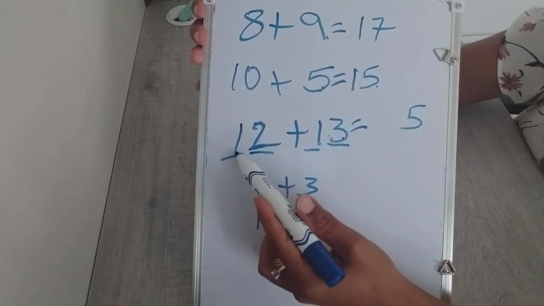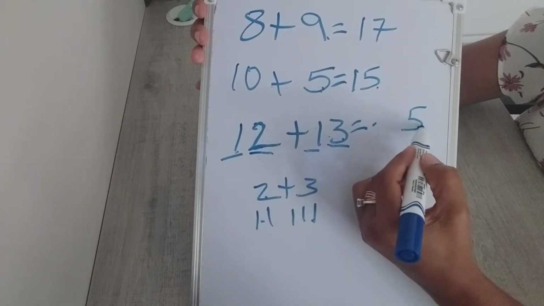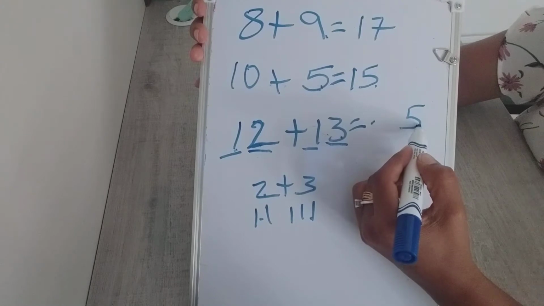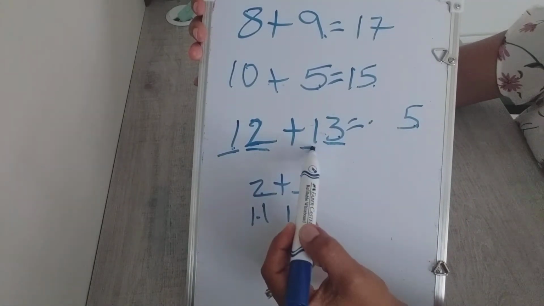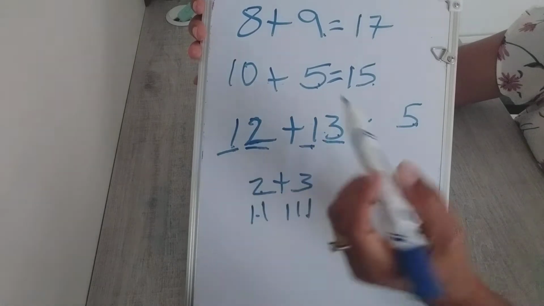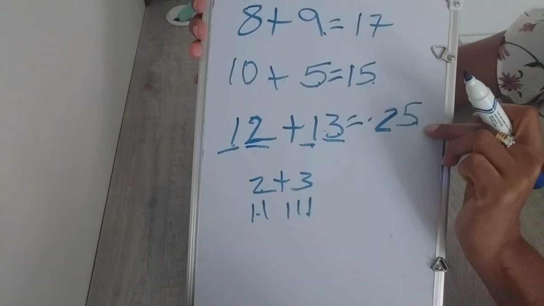Again, here. We don't start from here. We will start from the back. Okay? 1 plus 1, what will it be? 2. The answer will be 25.